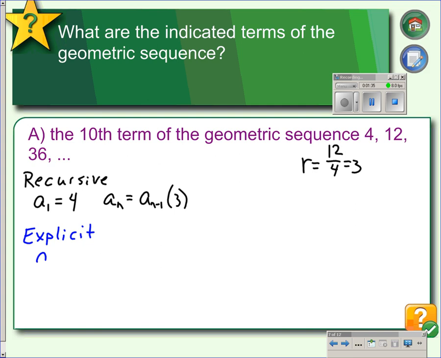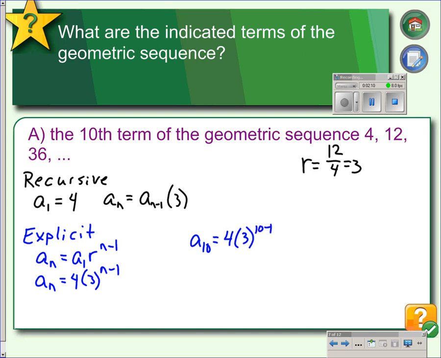In the explicit formula, we have a sub n equals a sub 1 times r to the n minus 1. So a sub 1 is 4, our common ratio is 3, and we put n minus 1 there as an exponent. That's the explicit formula. So to find the 10th term, we're looking for a sub 10. We would just put 10 in for n.